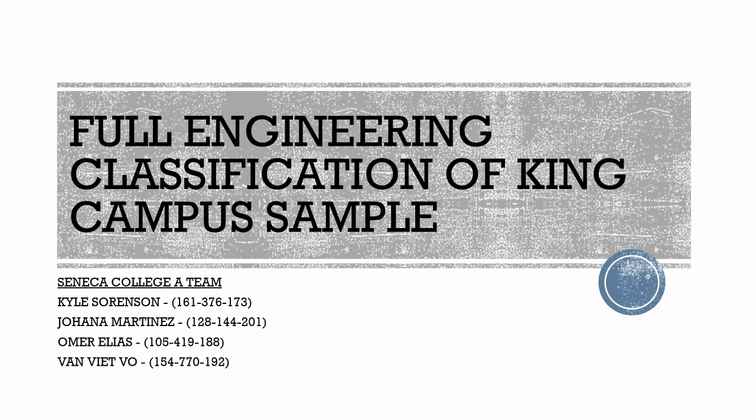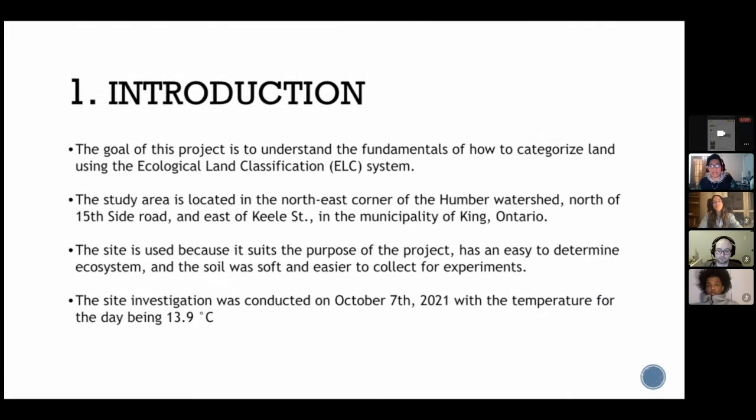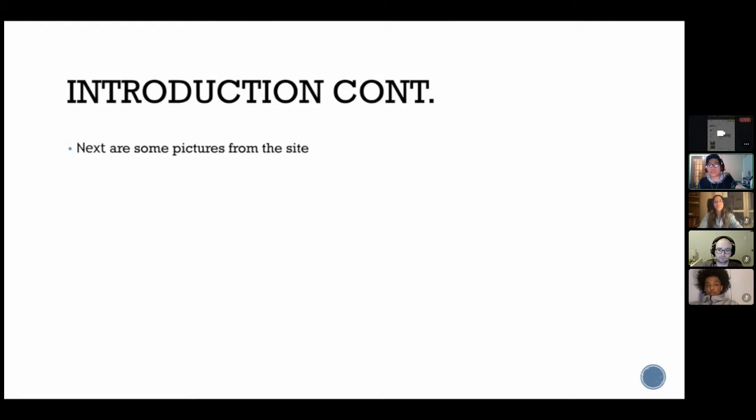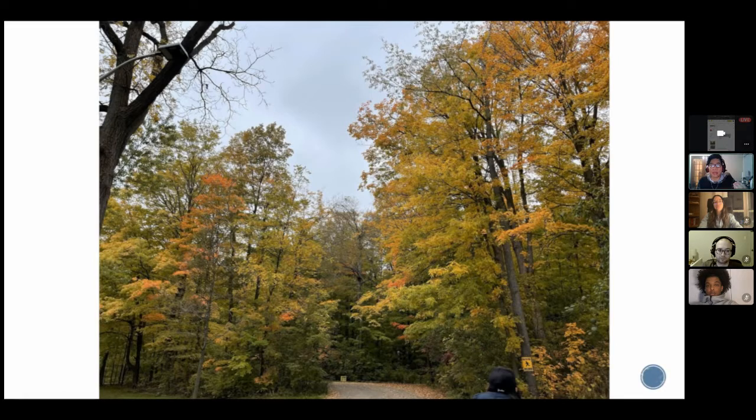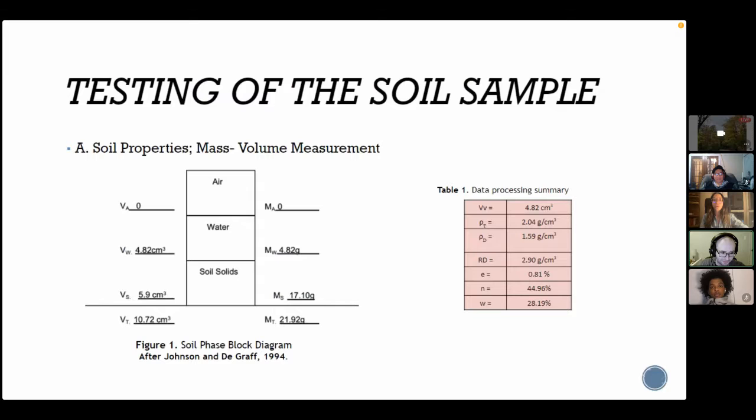We are doing a presentation on the full engineering classification of King Campus, to understand how to calculate land using the ECL system from the Ministry of Natural Resources. The study area is located in the northeast corner of the Humber watershed.